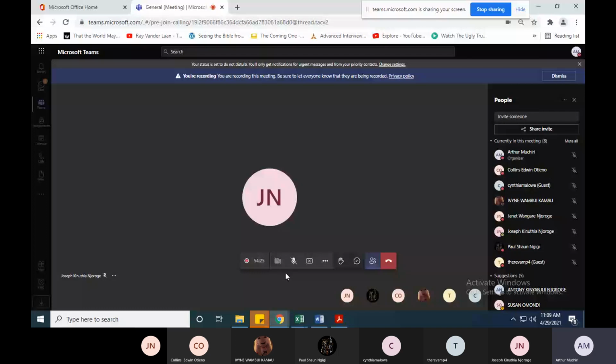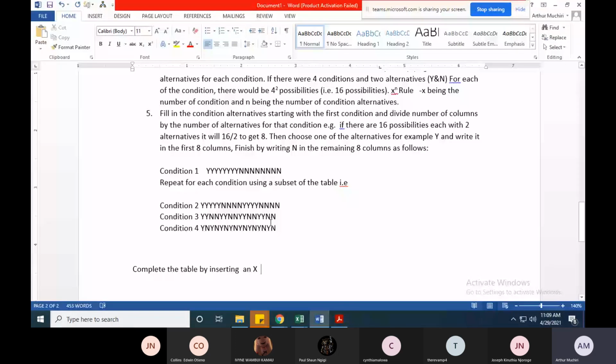Okay, so complete the table by inserting an X where the rules suggest certain suggestions.